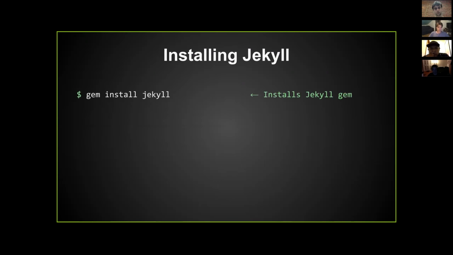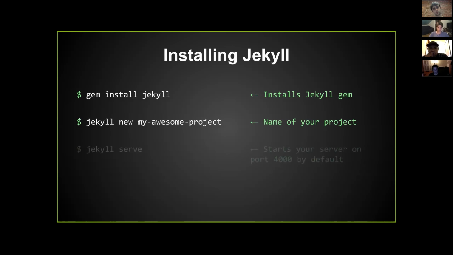So installing Jekyll is super easy: gem install jekyll, jekyll new and then your project name, and then jekyll serve. So it's not a whole lot different from building out a Rails app. I did run into some common issues with Vagrant, and considering that probably most of us are using Vagrant, I figured it would be a good idea to put these out.